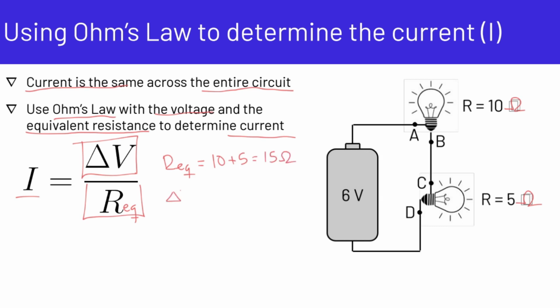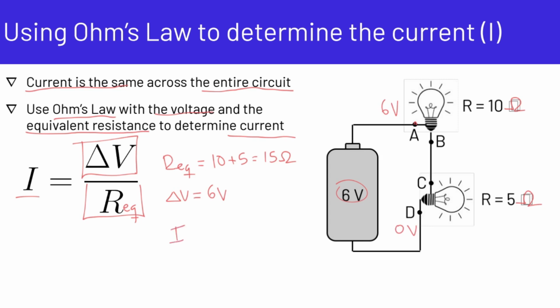And then our delta V is 6 volts. It says right here on the battery, 6 volts. At point A on the circuit, we have 6 volts. And after going through the resistors, the voltage drop is down to 0 volts. So our delta V is 6 volts.